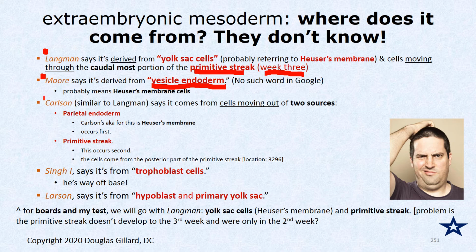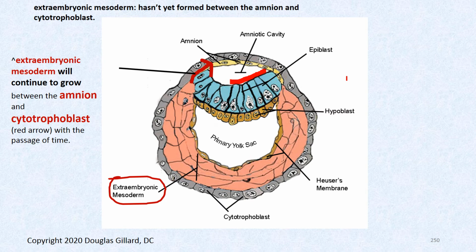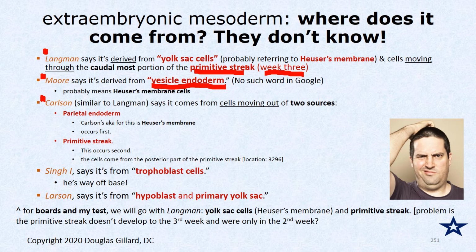Then Carlson, who's my favorite book, the most referenced and the thickest book, he's very similar to Langman. He says they come from parieto-endoderm, which is his AKA for Heuser's membrane. And then he also says they come from the primitive streak, but they don't explain how that goes, because I'm thinking this is the end of the second week here. And you see that they haven't formed yet. They're going to form between here as well, between the amnion and the cytotrophoblast. So I have a feeling the primitive streak has something to do with that. But the primitive streak is only on the caudal end, so I'm not sure how they would form on this end. So the authors really all kind of struck out with that.